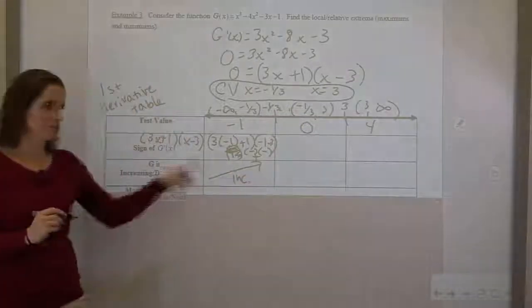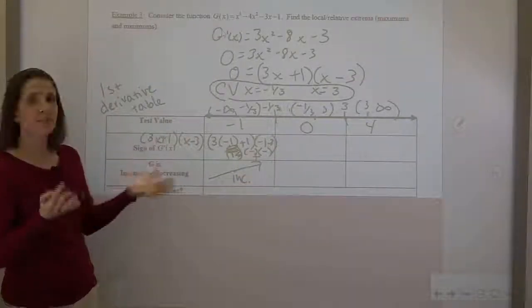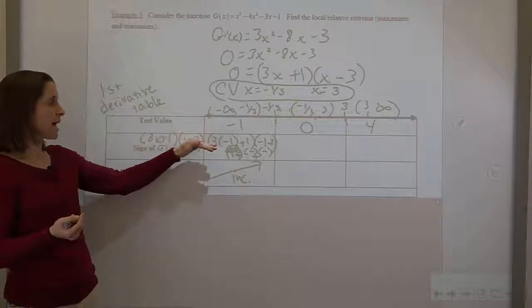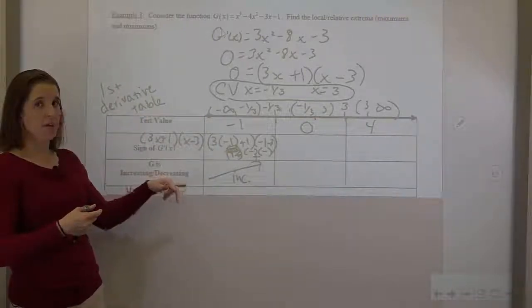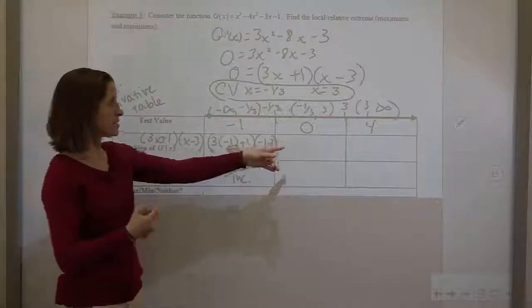All right, short for increasing. So that's the point of this first derivative table. We check signs of the derivative to apply that fact that we've now learned to tell us what the original function is doing. Then I would plug in 0.